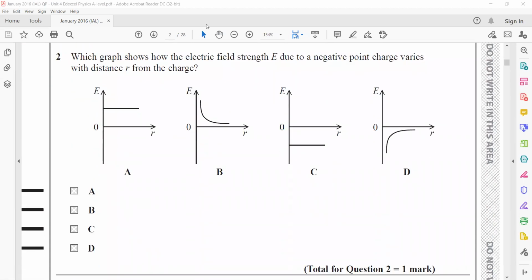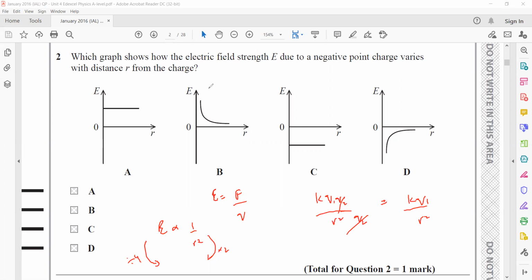Which graph shows electric field strength due to a negative point charge? For a negative point charge, we have the formula E is equal to F divided by Q, where F is the force between the charges, which is given by k Q1 Q2 over R square, and that is divided by Q2. When we simplify, it will be k Q1 over R square. So it shows a relation that E is inversely proportional to R square, an inverse square relation. So if R is doubled, E will decrease by 4.